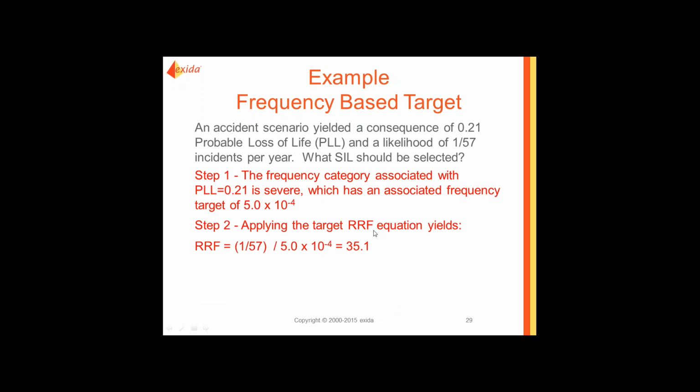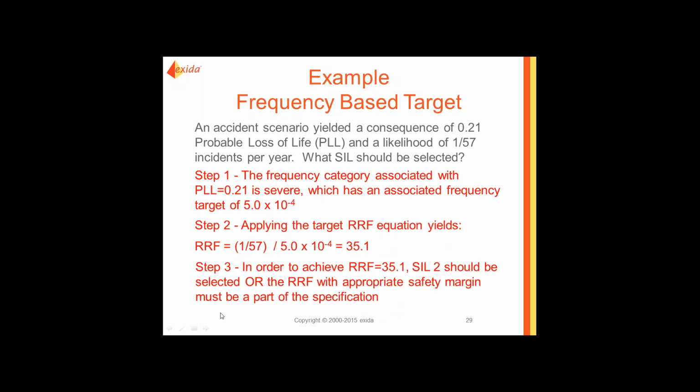And then if we apply our equation, we now have 1 over 57 divided by 5 times 10 to the minus 4, which gives us a 35.1 risk reduction factor. So in order to achieve a 35.1, we should either specify SIL 2, or we would specify the risk reduction factor with the appropriate safety margin.